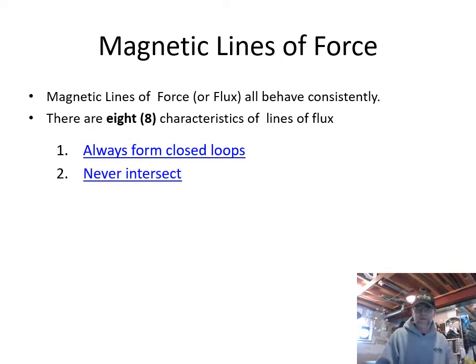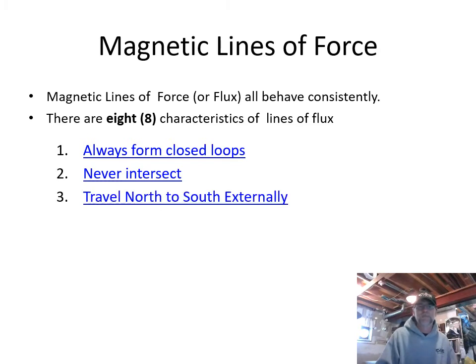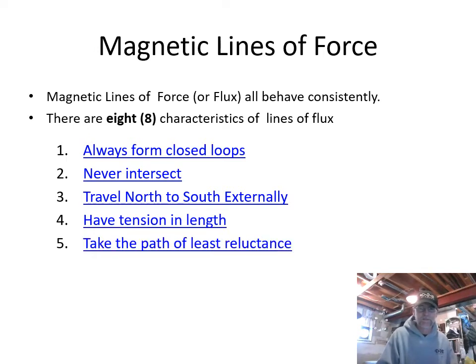They never intersect. They travel north to south external to the magnet. Remember in the previous slide, there were arrows on the lines of flux. This is how we define or decide which direction those arrows go. They have tension and length. This is kind of like an elastic, although honestly the exact opposite. We'll get to that in a second.